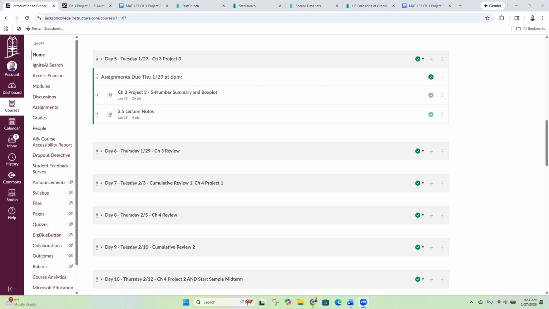Today we're going to talk about Chapter 3, Project 3. You only have one lecture note to do, which is the 3.5 lecture note. So, Chapter 3, Project 3, we're going to be looking at the 5 number summary. Okay. And we're looking at box plots.